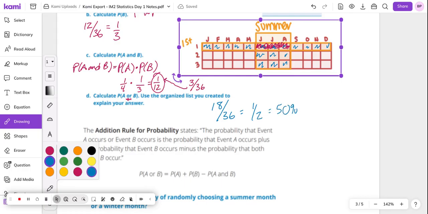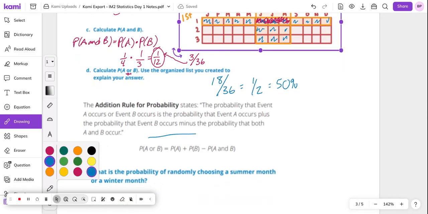Now, how are we going to do that when we've got hundreds of thousands of possibilities in some problems coming up here soon? Well, we're going to have to use this formula right here because it's not always going to be as easy as just counting them up. Okay, so let's test this.